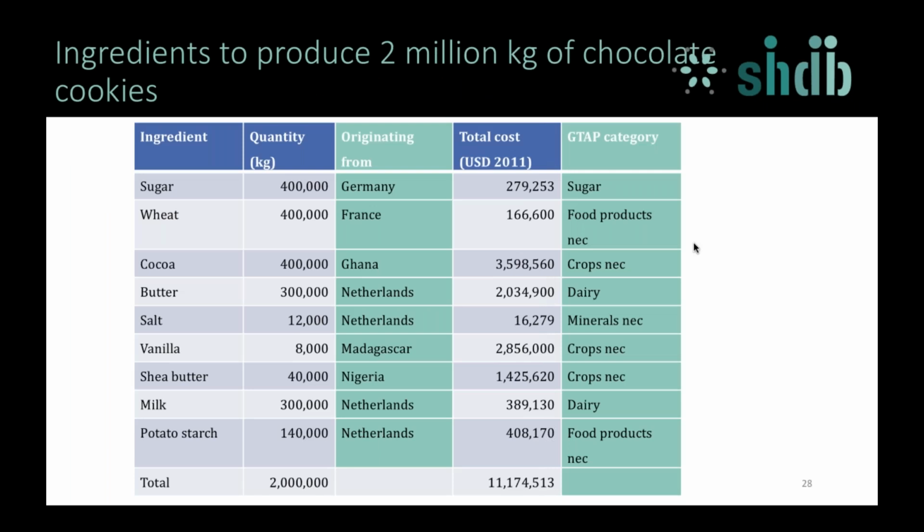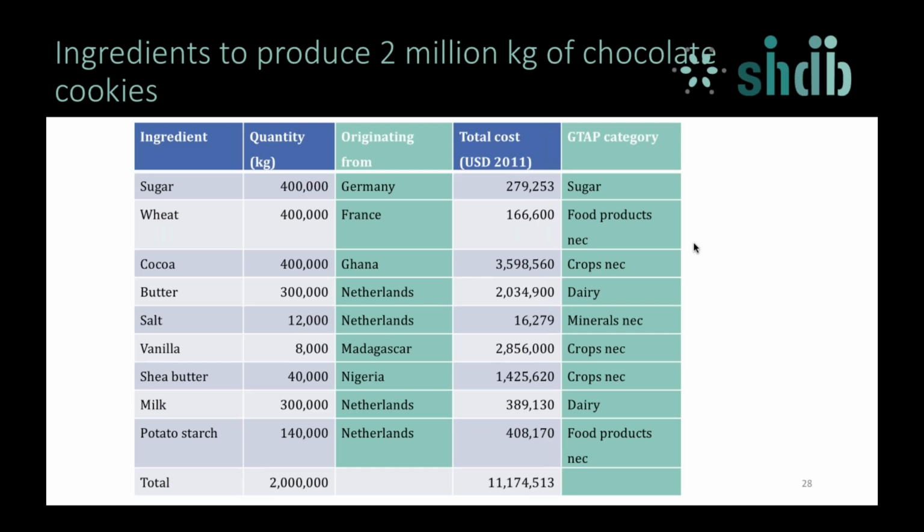And that's because the GTAP version is based on that. And if you look into that, then you see that you need the sugar, wheat, cocoa, butter, salt, vanilla, shea butter, milk, and potato starch. You have to determine where it's coming from. And then you have to determine what the value is expressed in US dollars 2011. And that's very important, you have to map it to one of the 57 GTAP categories.